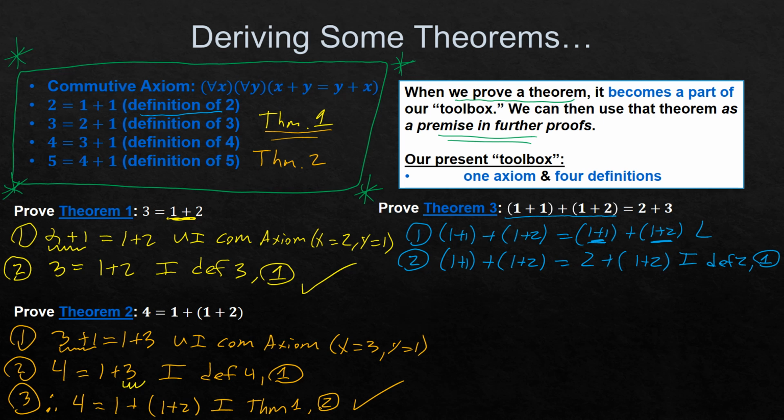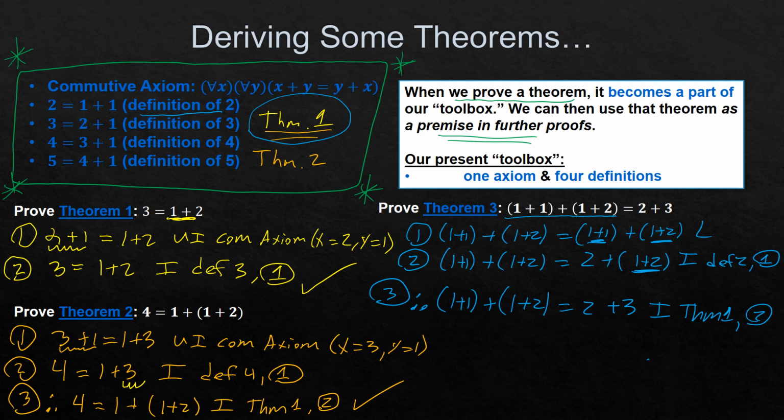And now we just have to deal with this 1 plus 2. We want that to be a 3, but according to theorem 1, 3 is equal to 1 plus 2. So let's resort to that. For line 3, it therefore follows that 1 plus 1 plus 1 plus 2 is equal to 2 plus 3 by the identity rule with theorem 1 and line 2.